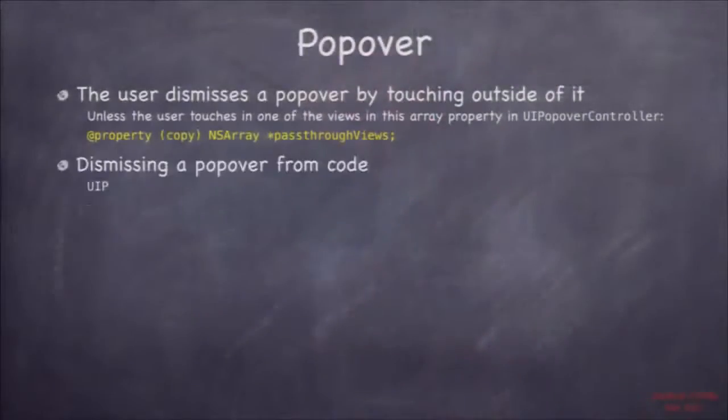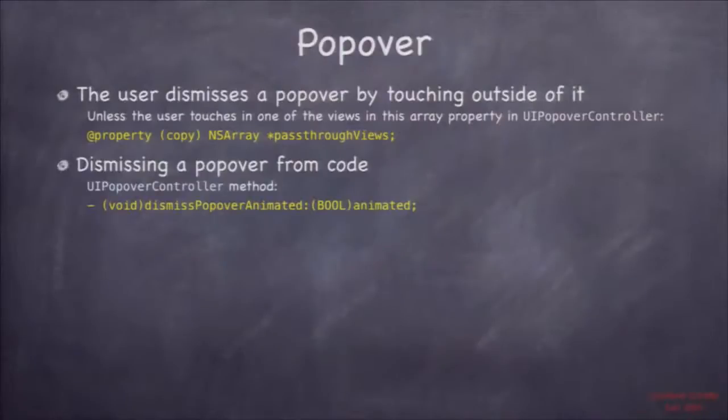The user dismisses a popover by just touching anywhere outside of it. If they touch outside of it, the popover dismisses. Okay? There is an exception if they touch outside of it, but they touch on a view that's in this array of views in the popover controller. Those are like exceptions. Those won't cause it to dismiss.